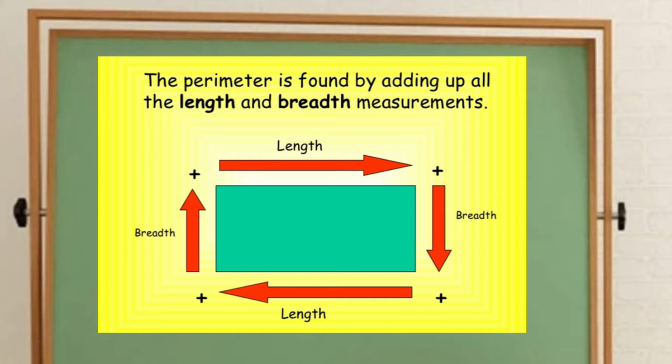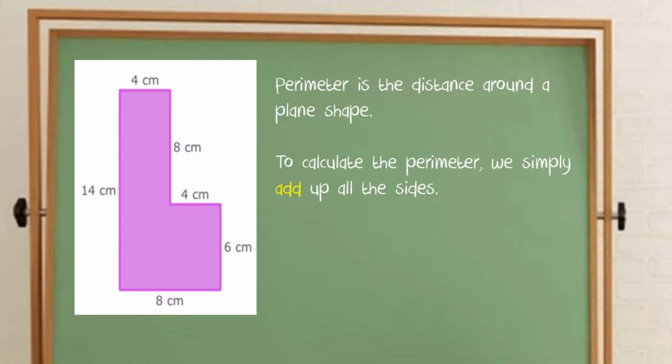To find the perimeter of a rectangle, we add all four sides. To find the perimeter of any shape, we simply have to add all the sides together. Let's practice. In this case, we're given a shape that looks like the letter L, and we're tasked to calculate the distance around that shape. To calculate the distance, we of course add all the sides.